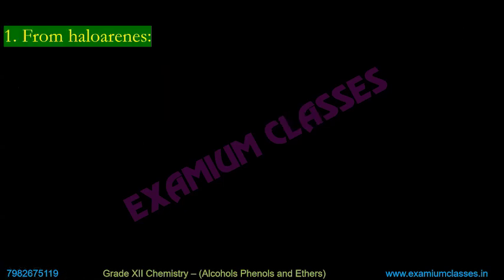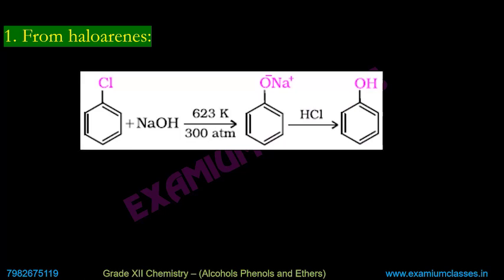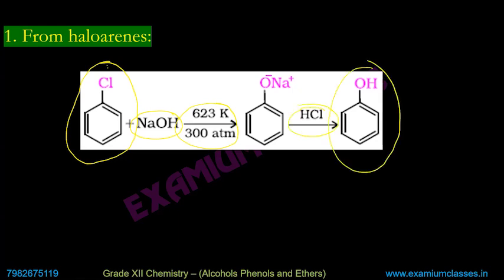So from haloarenes, the first one is the simple one, which we have talked about as properties of haloarenes in the previous chapter, chapter 10, organic chemistry. When you react the haloarene with caustic soda at very high temperature and very high pressure, followed by acidic reaction, then you get phenol.